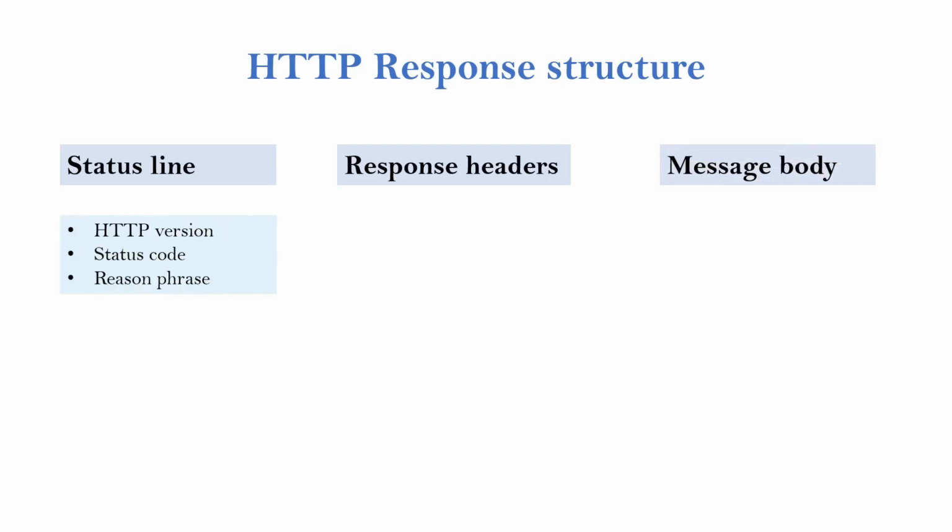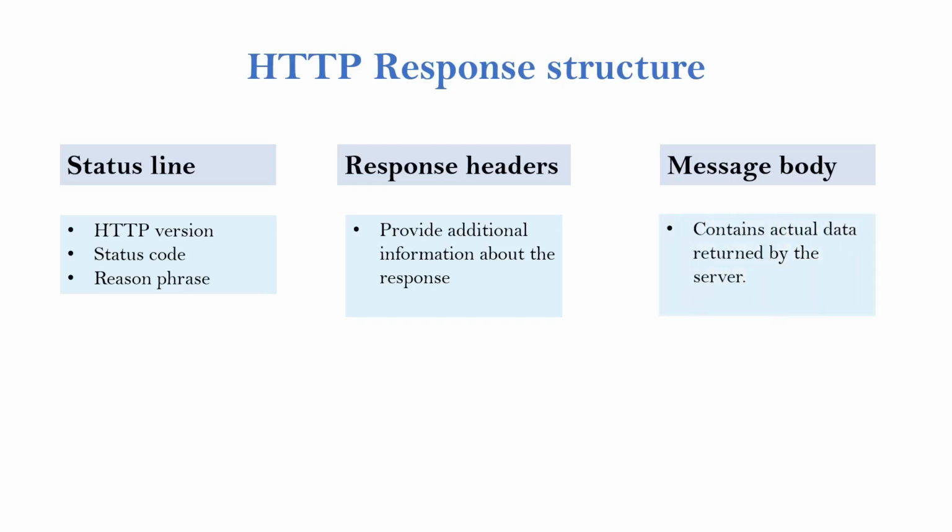The status line will have the HTTP version and the status code, which tells about the response success, failure, or any extra information, and the reason phrase. The reason phrase summarizes the meaning of a status code in human readable text. The response header, again, provides additional information about the response, and the message body contains the actual data returned by the server.